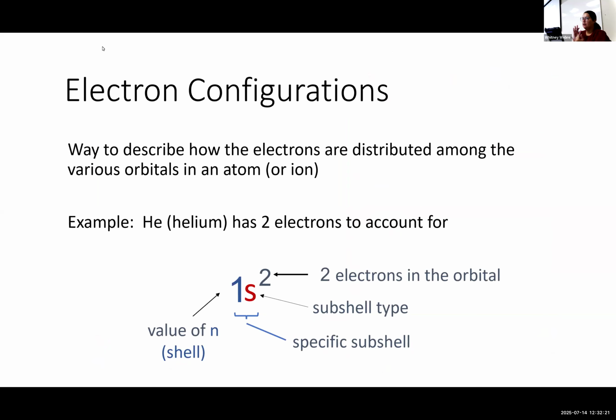Once again, when you write it all out, you start with the row, subshell, and then the amount of electrons. Just keep going if you go past this. So if I wanted to just say 1s2 by itself, that would represent helium. Helium is 1s2. If it said 1s1, that would be hydrogen.